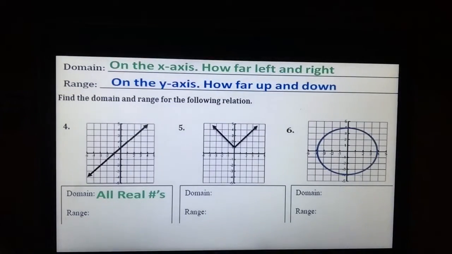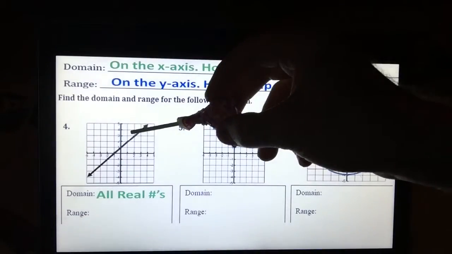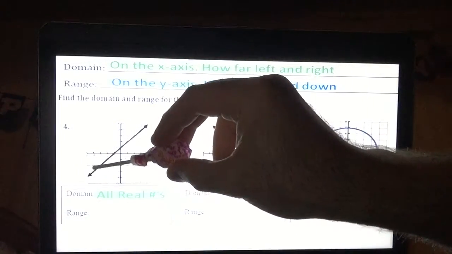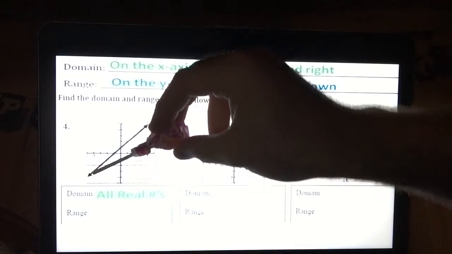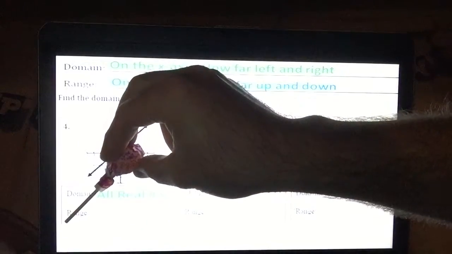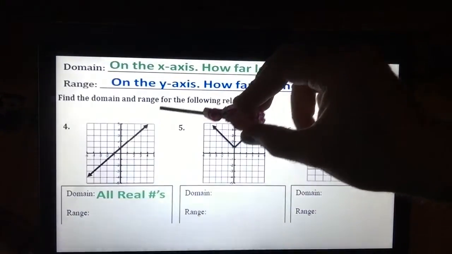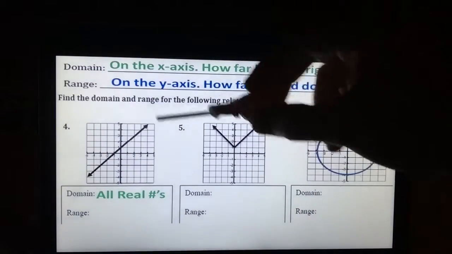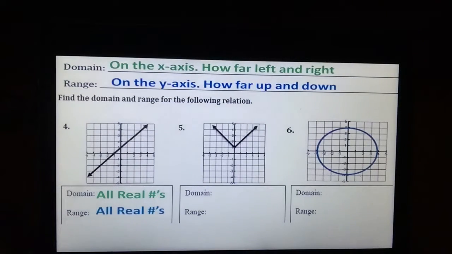When a domain goes forever to the left and forever to the right, what you're going to say is all real numbers. Okay, now for the range, it's pretty much the same thing because this line is not only pointing to the left, it's also pointing downwards. So this line is going to go down forever, and then over here this line is going to go up forever. Therefore, the range is also all real numbers.